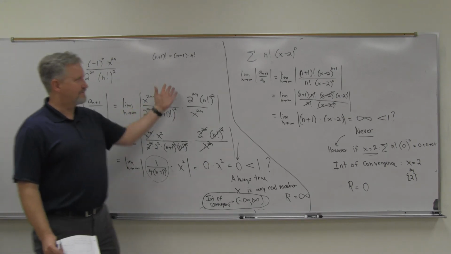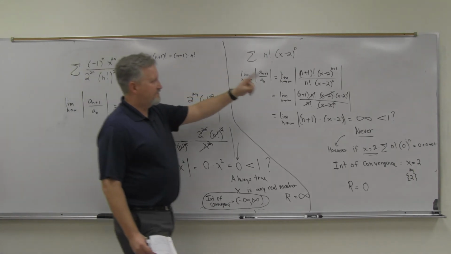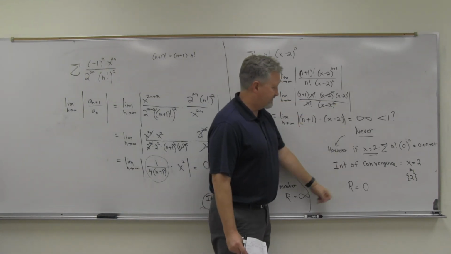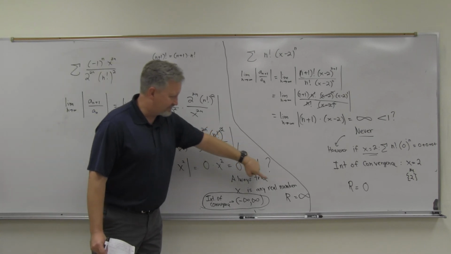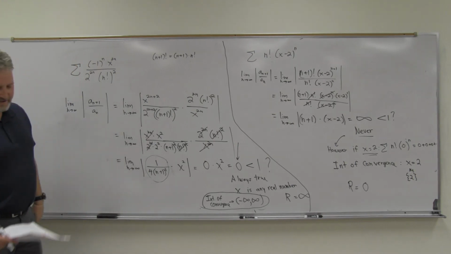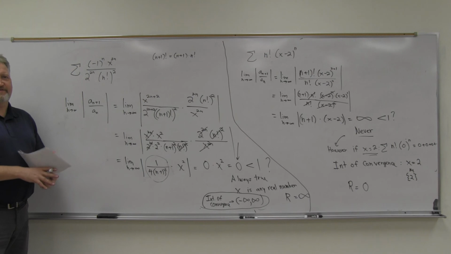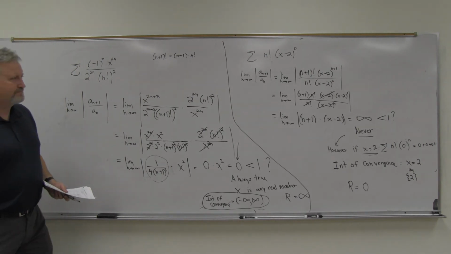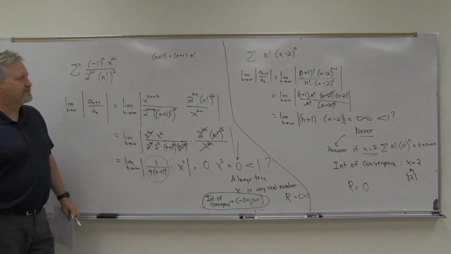So yeah, this is kind of compare and contrast here. If you get infinity for your limit, your radius of convergence is 0. If you get 0 for your limit, your radius of convergence is infinity because of the way this is structured. So anyway, those are two special cases that might occur. All right.